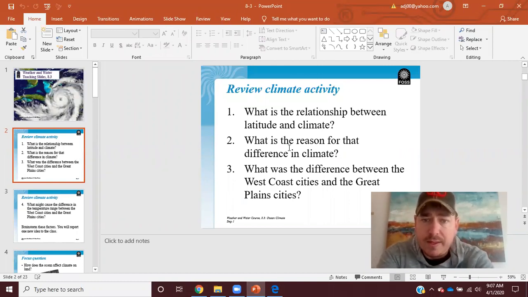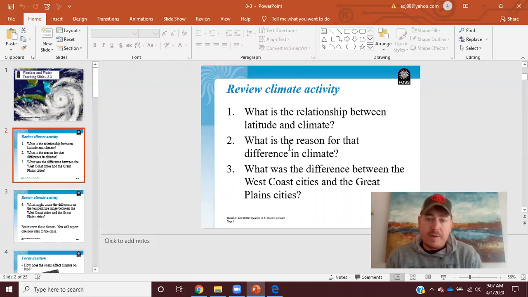What is the relationship between latitude and climate? Well, we've kind of already determined that the closer you get to the equator, generally the warmer the climate is, and the further away you get from the equator, the colder the climate is. Reason for that difference in climate? Well, latitude. And we talked about that with the rotation of the Earth, along with the revolution of the sun.